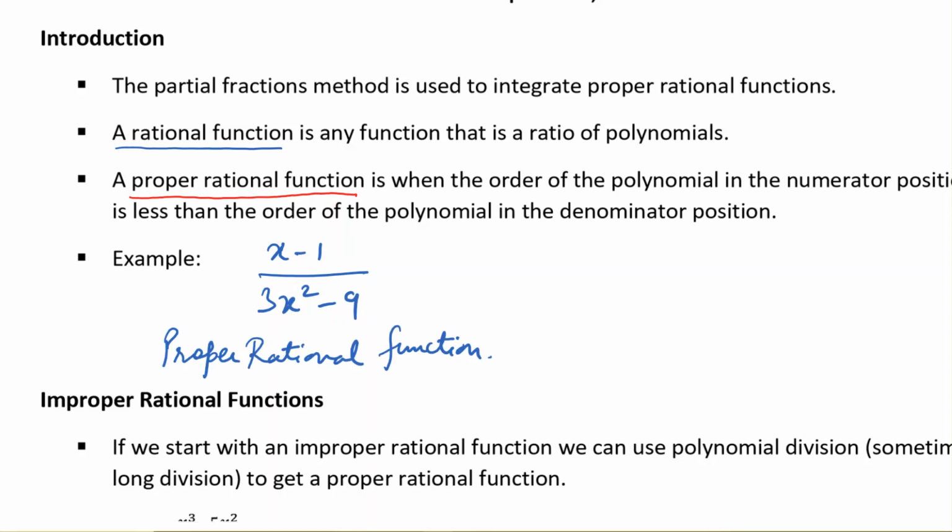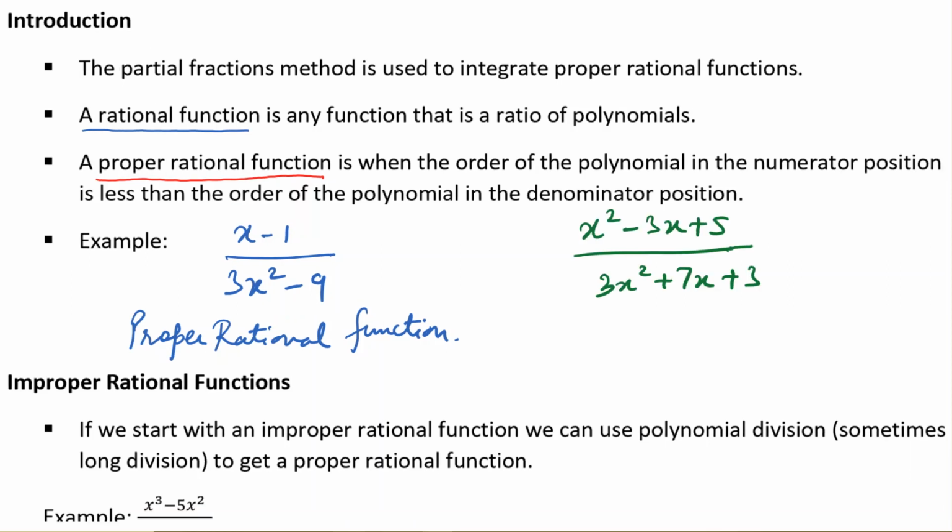On the other hand, if we have the same order of polynomial in the numerator and the denominator, or the degree of the polynomial in the numerator is greater than the degree of the polynomial in the denominator, then we have an improper rational function. One example would be this one, where we have order 2 in the numerator and order 2 in the denominator. So this is an example of an improper rational function.